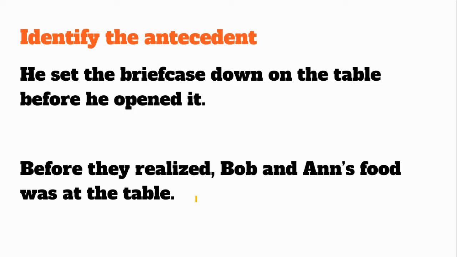So let's see if we can identify the antecedents that go with the pronouns. So first, let's find some pronouns. We have, "He set the briefcase down on the table before he opened it." It and he are both pronouns. Let's start with he. "He set the briefcase down on the table before he opened it." In this sentence, there is nothing to tell us what exactly he refers to. So let's go back and focus on it.